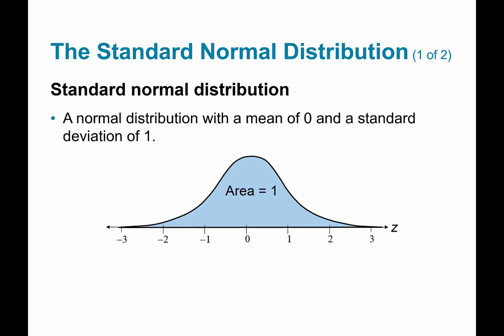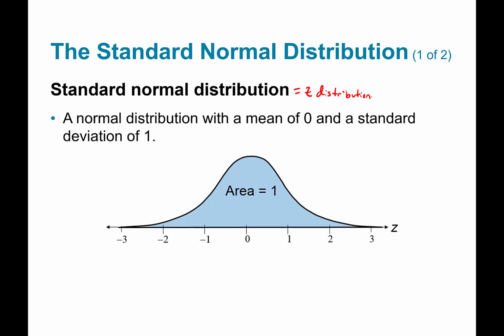The standard normal distribution, or the z-distribution, is just a normal distribution that has a mean of 0 and a standard deviation of 1. Because this is a normal distribution, the area underneath this entire curve is still going to be 1. It still continues on to negative infinity and infinity. But the difference is our mean is now 0, our standard deviation is 1.